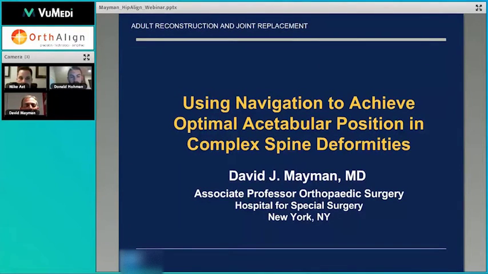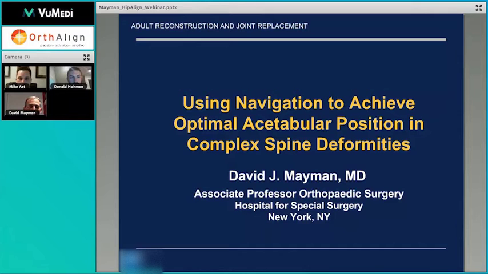So I'm just going to take this one step further and talk about one of the research interests that we've had at HSS over the last few years, looking at how the spine and the pelvis really affect what we do with hip replacement, and starting to talk more about functional position of acetabular components, a little bit more than anatomic position of acetabular components.